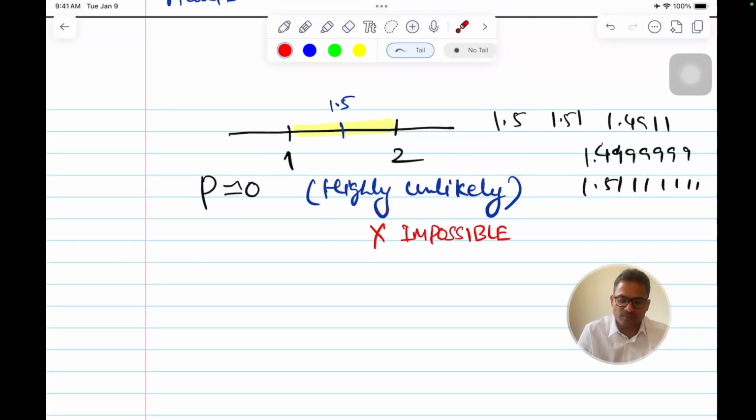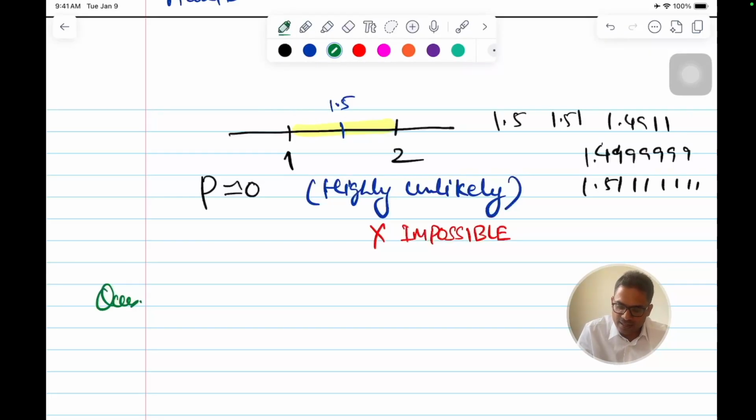Similarly, if I put the question in the reverse order, my question is, what is the probability of not putting my point on 1.5 exactly? If I put my pen here, it should not fall on 1.5, anything apart from this. Can you say for sure? So what will be the probability?